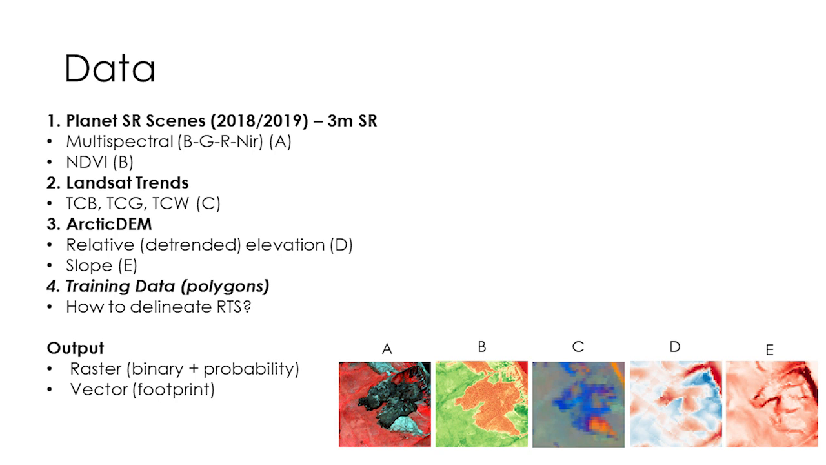And of course, this is a supervised classification method, so we need some kind of ground truth. So we created training data as polygons and delineated thaw slumps manually. For this study, we went through 2 iterations.